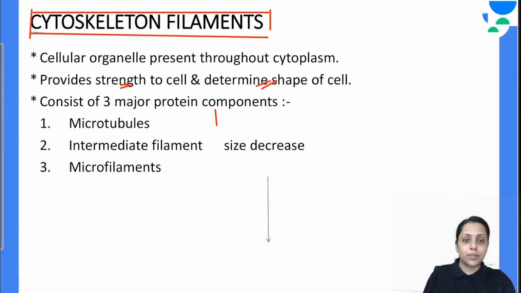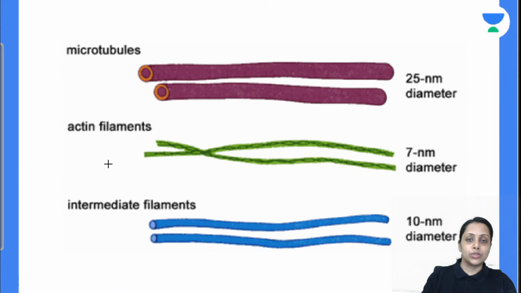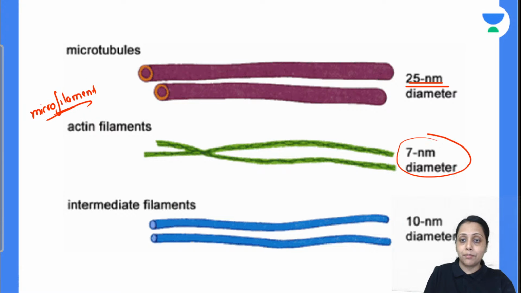There are three major protein components in our cytoskeletal filament: microtubule, intermediate filament, and microfilament. From microtubule to microfilament, size decreases. So maximum size is of microtubule and minimum size is of microfilament. This is the diagram. Our microtubule has maximum diameter. Microfilament consists of actin filament and myosin filament. This actin filament has the minimum diameter, that is 7 nanometer. Next is the intermediate filament that has 10 nanometer diameter.